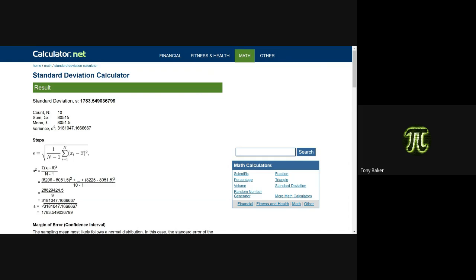All right, so now that we've got our information, I need a 90% confidence interval. So 90%. Are we using a Z or a T?